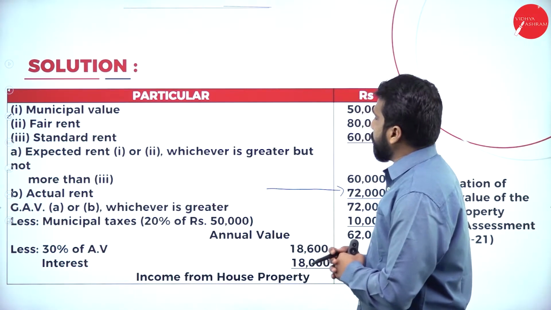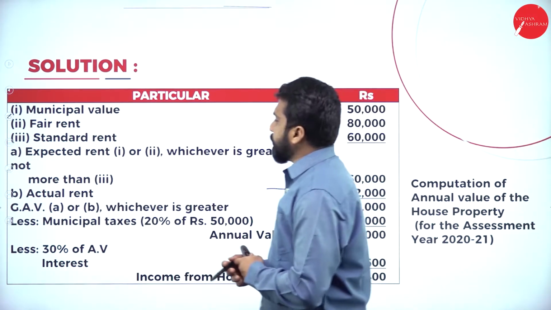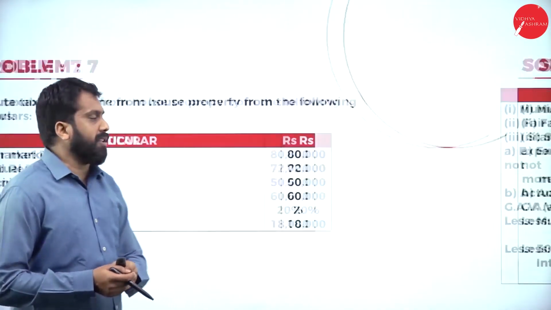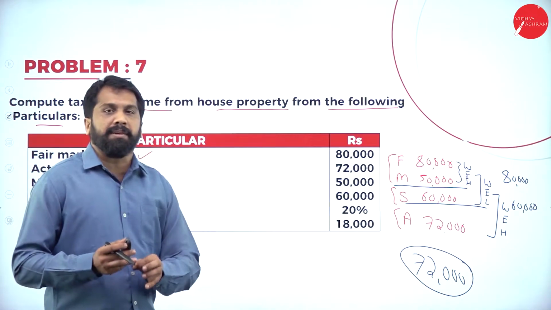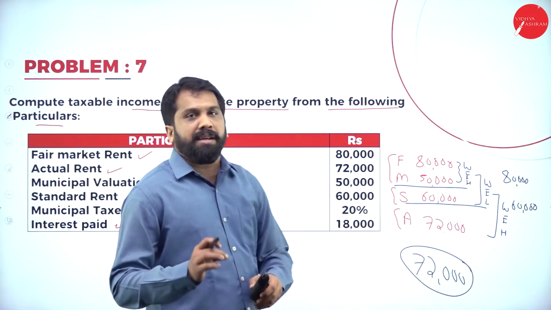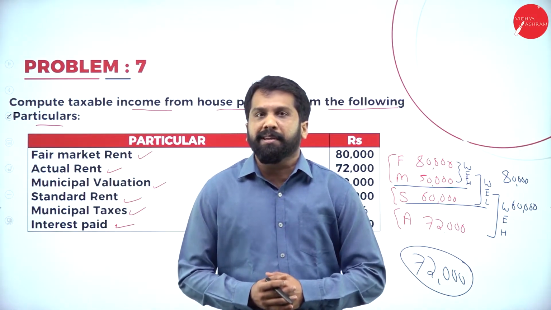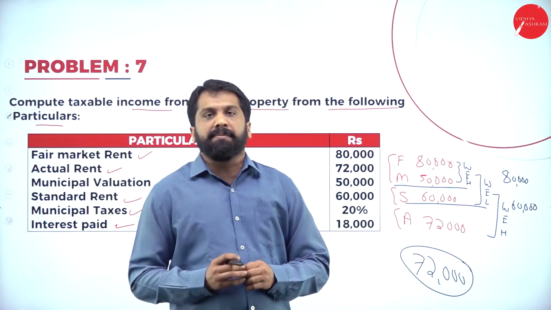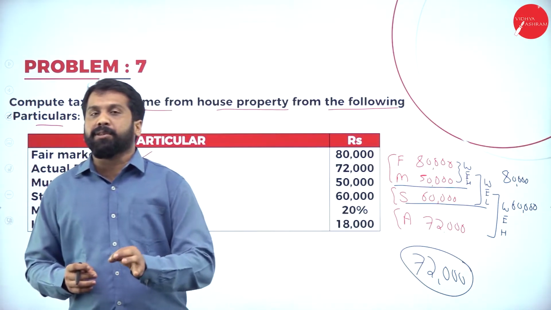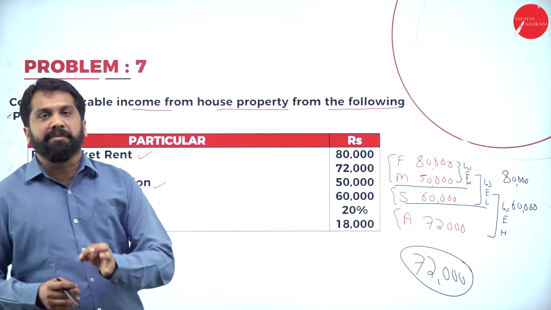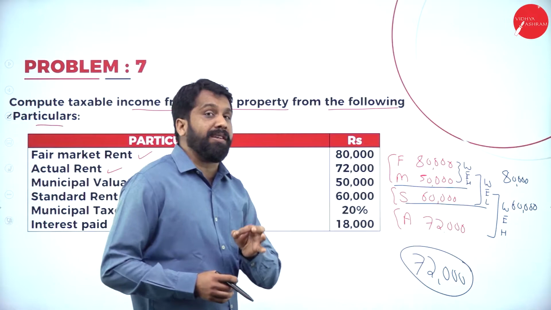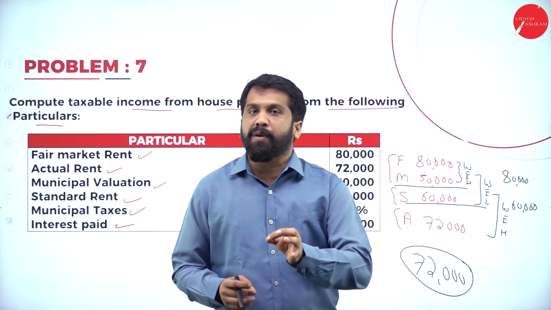Now you got 72. Like municipal tax, how much is it given in the question? We'll go back. Municipal taxes 20%. Remember, sometimes they will give you municipal taxes as an amount, and sometimes they will give you municipal tax as a percentage on municipal valuation. If they have given percentage, it means you should calculate always on municipal valuation.